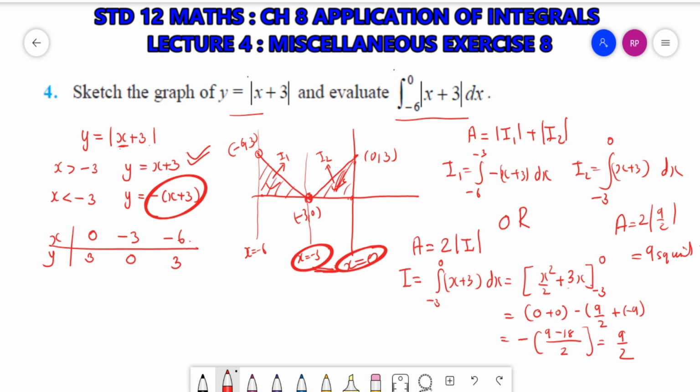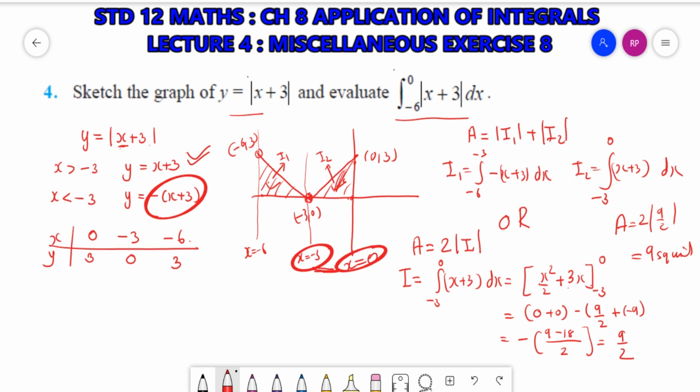Clear? If you want to find out in other way, then there are two triangles forming. You can use half into base into height. Half, the base is 3, the height is 3. So half into 3, that is 9 by 2, and same way 9 by 2 for this triangle. Clear? This was about question number 4, so note it down. Now let's move to the next.